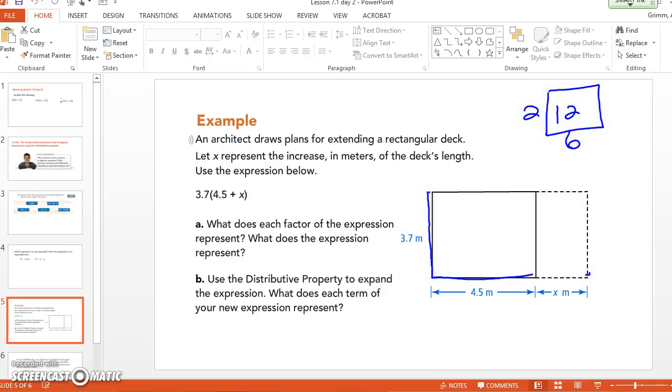Okay, so now let's look at this. What does 4.5 plus x mean? What does 4.5 plus x mean? Look at your picture.